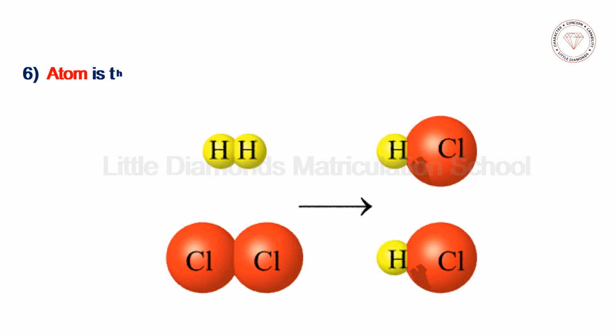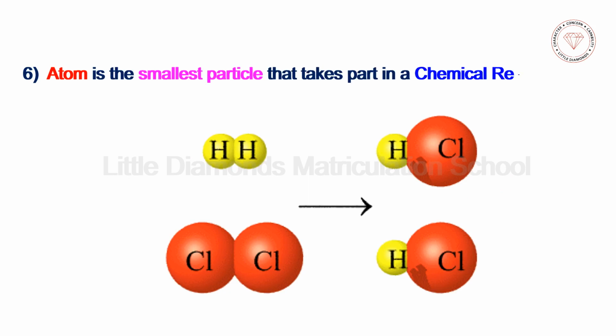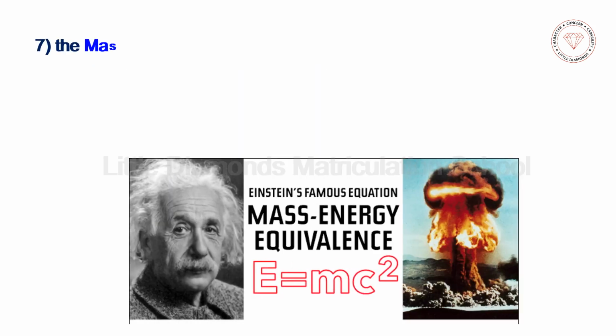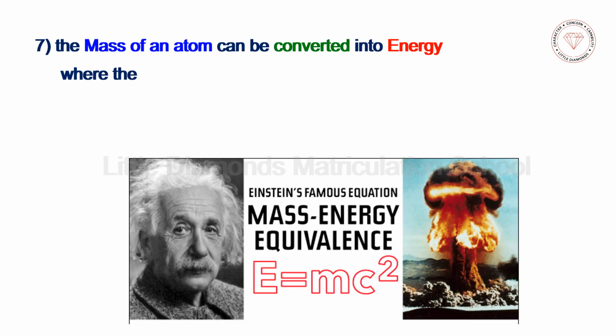Number 6, the atom is the smallest particle that takes part in a chemical reaction. For example, one hydrogen atom combines with one chlorine atom to form one molecule of hydrogen chloride. Number 7, the mass of an atom can be converted into energy, where energy E is equal to mass times the speed of light squared, that is, E equals mc squared.